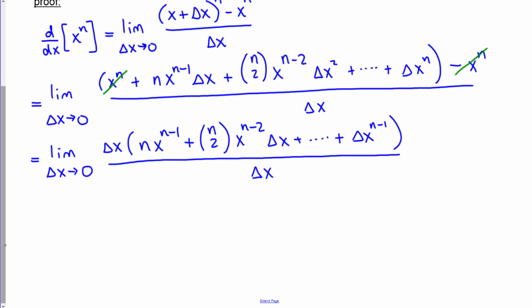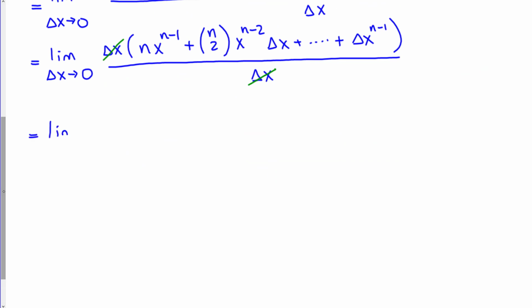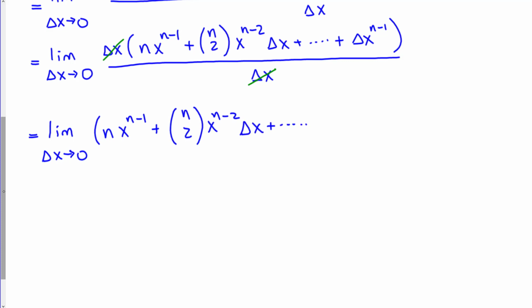That one can cancel out the one in the numerator, leaving us with the limit as delta x goes to 0 of n times x to the n minus 1 plus n choose 2 x to the n minus 2 times delta x plus all those terms in between plus delta x to the n minus 1. Now, every single term that has a delta x is going to go to 0 at this point because we're going to take a limit. So even though we don't know what n choose 2 is maybe, it doesn't matter because all of that's going to get multiplied by 0, which takes that entire term to 0.